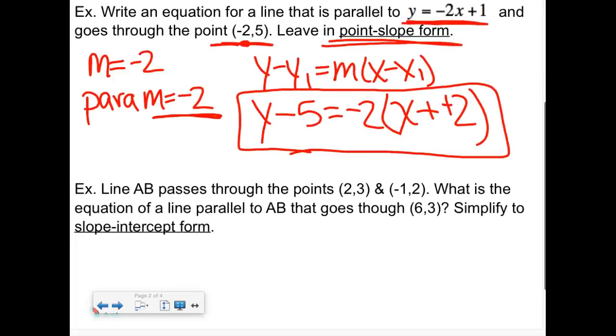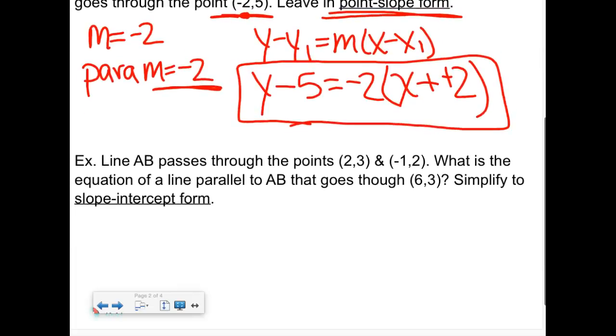All right, so for our next problem, it says we have line AB and it goes through the points 2, 3, and negative 1, 2. And it says, what is the line that is parallel to AB and goes through the point 6, 3? And we're going to simplify it to slope-intercept form this time.